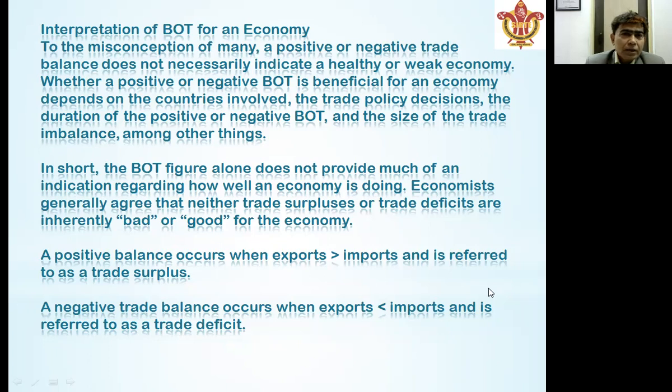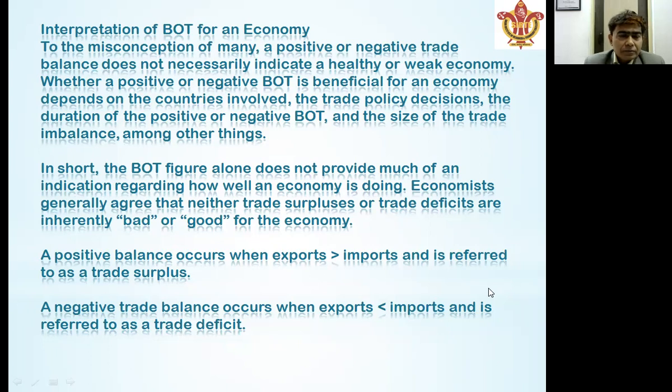Whether a positive or negative balance of trade is beneficial for an economy depends on the countries involved, the trade policy discussions, the duration of the positive or negative balance of trade, and the size of the trade imbalance, among other things. In short, we can say the balance of trade figure alone does not provide much of an indication regarding how well an economy is doing.